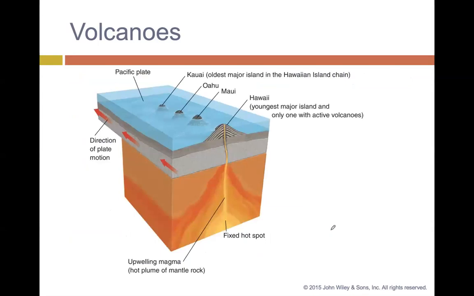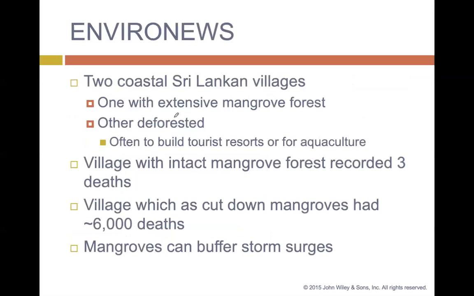So here we have examples of volcanoes releasing lava or just a lot of ash. Hawaii is the youngest major island and the only one with active volcanoes, but you can see some of those other volcanoes in the Pacific Plate.